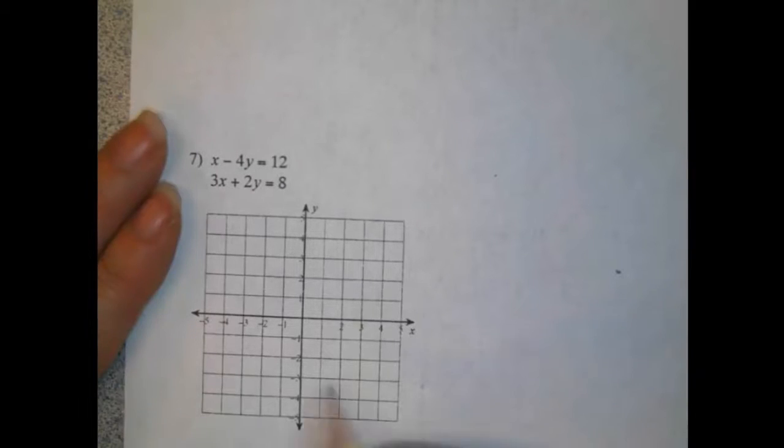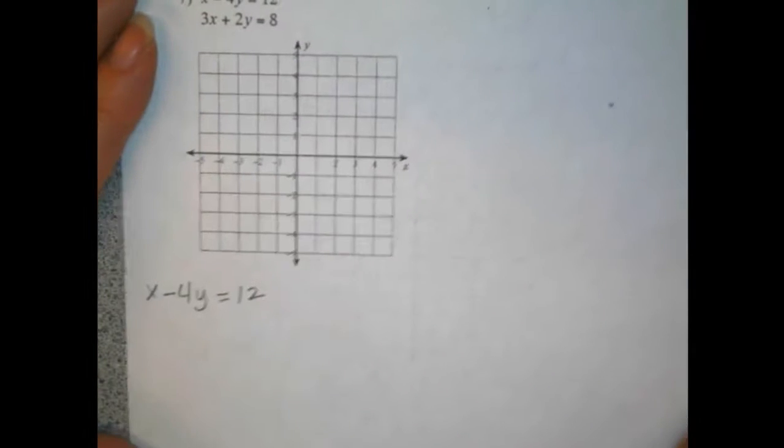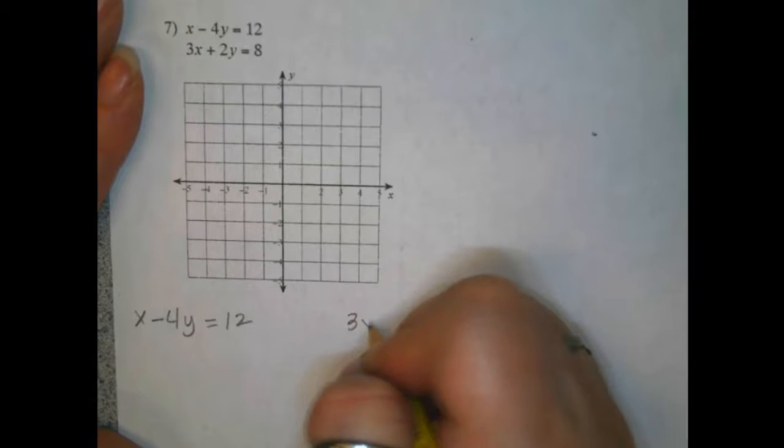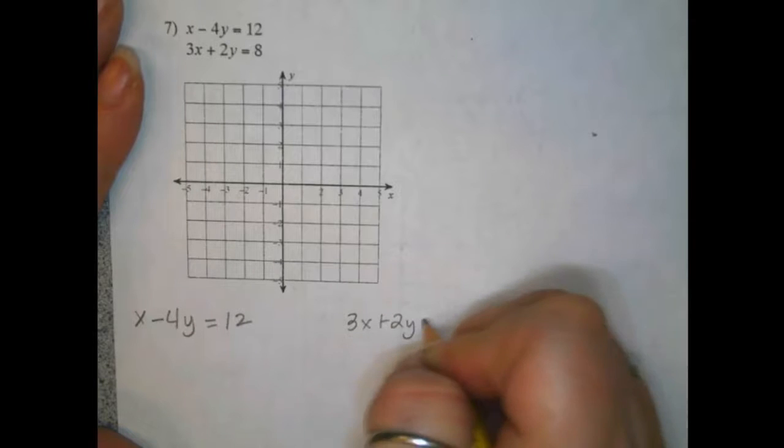I'm going to rewrite my equations down here. x minus 4y equals 12. And then I'm also going to write 3x plus 2y equals 8.